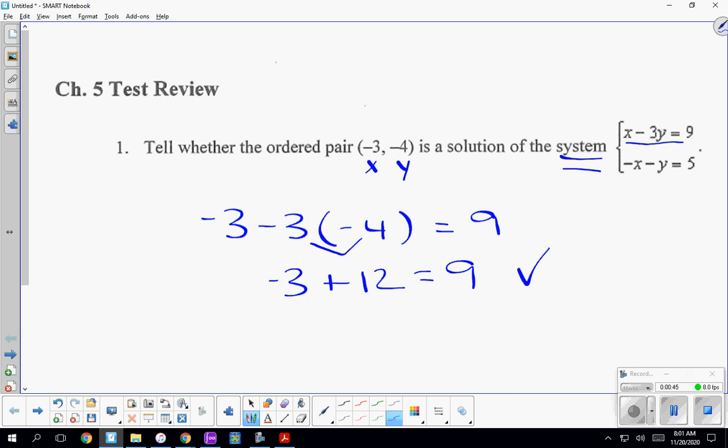Then I need to check the other one. If it is true, I say yes, this is a solution because it makes both equations true. If it doesn't work for the second one, then I'll say no because it doesn't make both of them true. So it needs to make both. Again, I didn't finish this one. I just want to make sure you know how to do it.